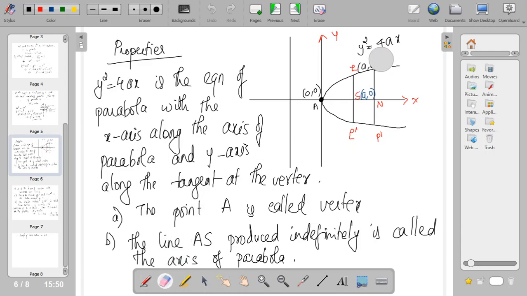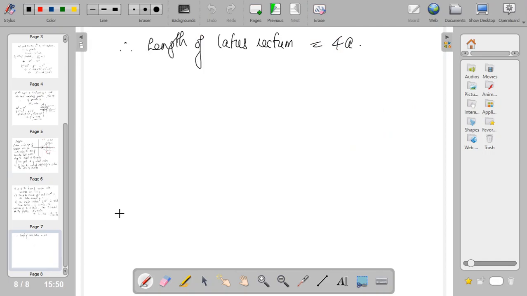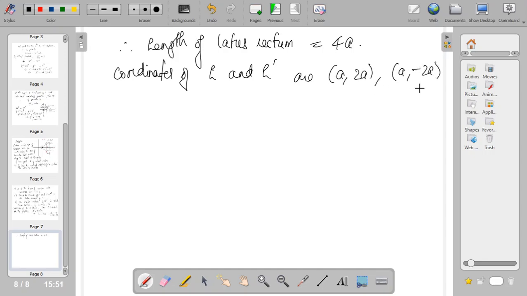Now we can correct this and write it here. So the coordinates of L will be A, 2a, and the coordinates of L dash will be A, minus 2a. So those are the end points of the latus rectum. So therefore coordinates of L and L dash are A, 2a and A, minus 2a respectively.